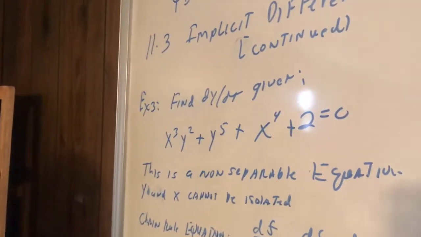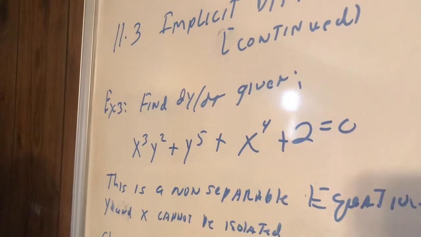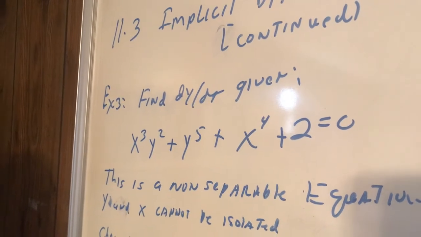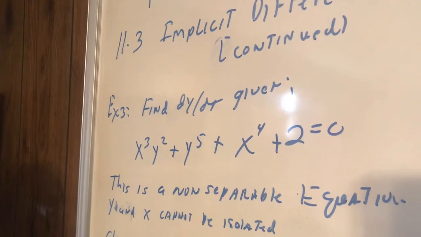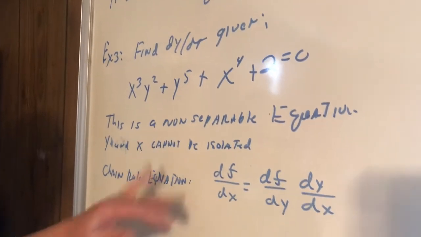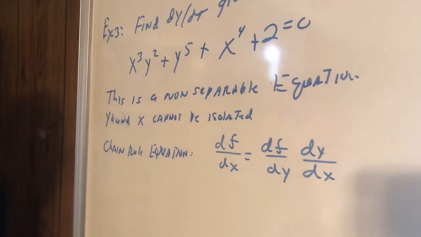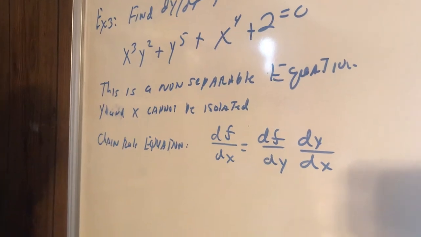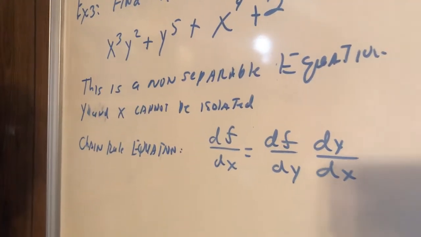We're going to find dy/dx given x³y² + y⁵ + x⁴ + 2 = 0. This is a non-separable equation. I cannot separate x and y on one side and the other side of the equation.